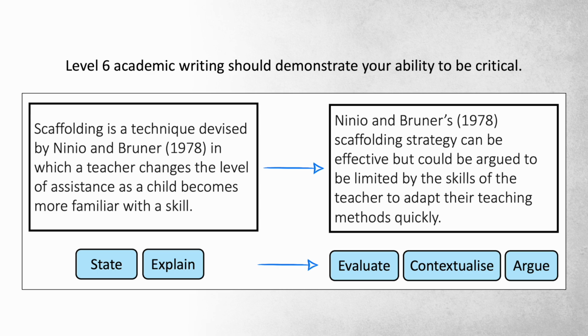Now let's take it to the critical. Ninio and Bruner's 1978 scaffolding strategy can be effective, but could be argued to be limited by the skills of the teacher to adapt their teaching methods quickly. We've not just offered an idea as to what scaffolding is and how it can be effective, but we've looked at the limitations. And that's all about being critical, not taking things at face value, seeing things from different perspectives.